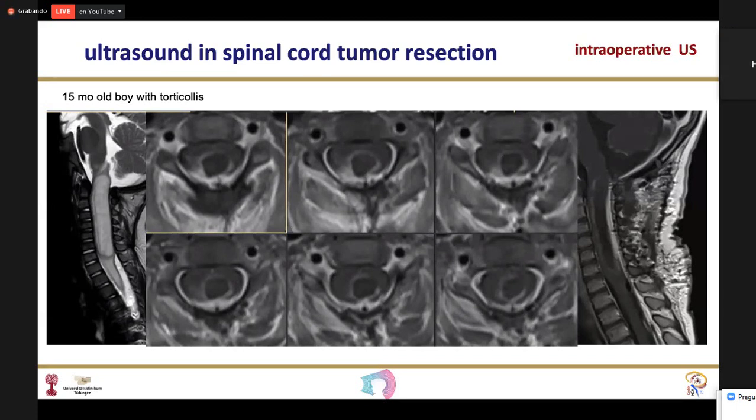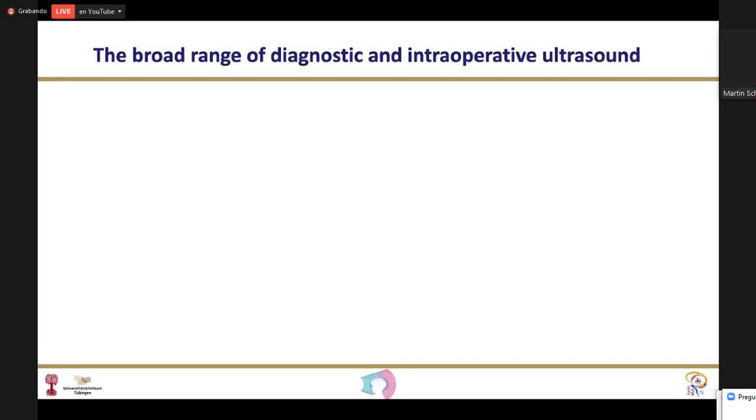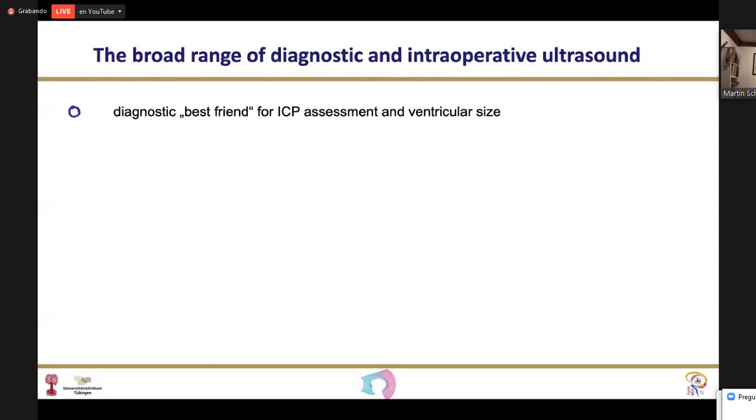So in summary, we have a very broad application field for diagnostic and intraoperative ultrasound, which I hope I could show you in the last hour. Actually, from a diagnostic point of view, ultrasound is the best friend of the pediatric and also the adult neurosurgeon. I think especially for the pediatric neurosurgeon because of the high load of hydrocephalus cases. And it helps us solve most of the problems in daily business with ICP and ventricular size. It's a great research tool. We work on global CBF, on local CBF.